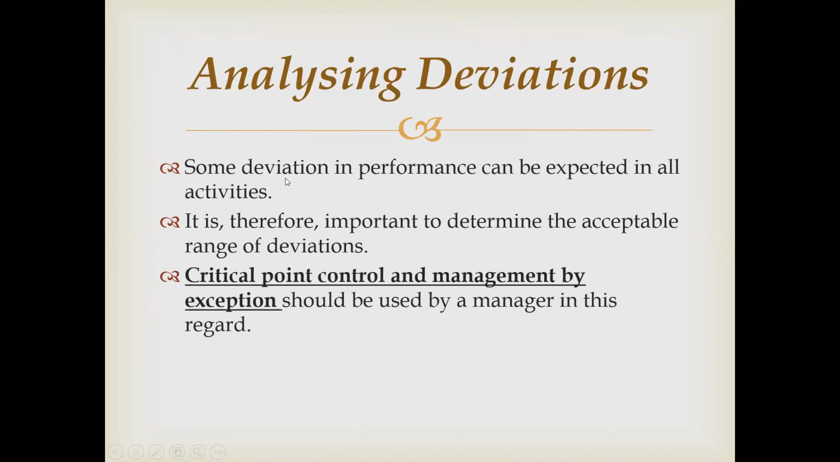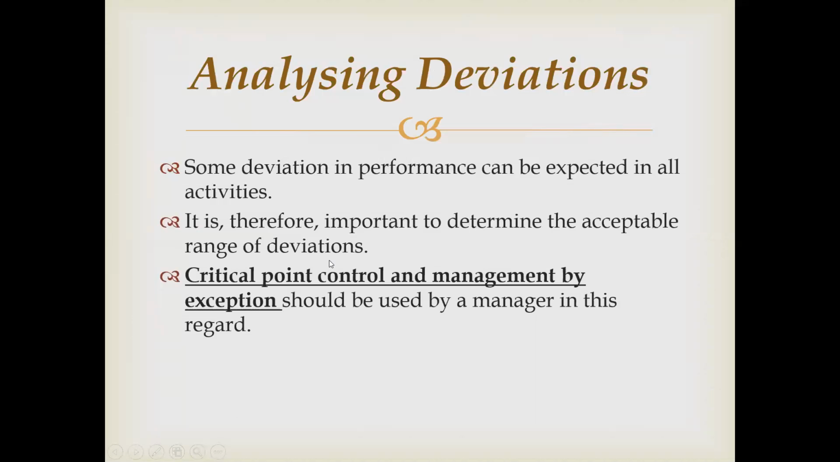Some deviations in performance can be expected in all activities. हमेशा ऐसा नहीं होता कि हम 100% accuracy से अपने targets को achieve कर लेते हैं. कुछ एक deviations it is acceptable और होती भी हैं, because after all we all are human beings. Human beings are working. Even machines can also commit errors. It is therefore important to determine the acceptable range of deviations.